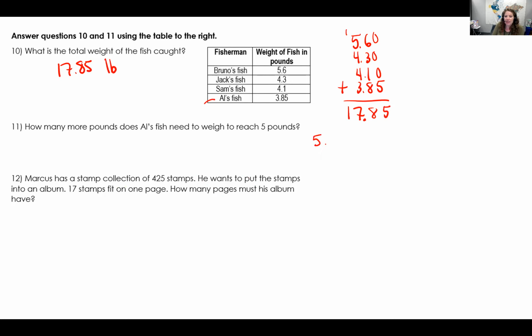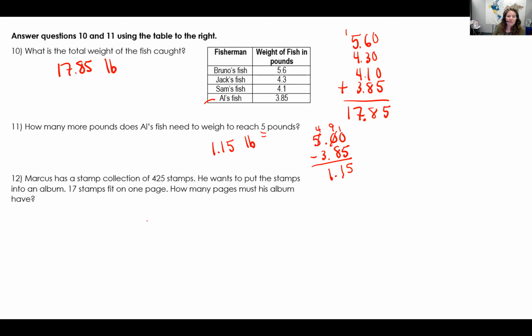How many more pounds does Al's fish need to weigh to reach 5 pounds? How much more does it need? Well, we're going to take 5 pounds and we're subtracting from it 3.85. Make sure you line up those decimals. This becomes a 10. This becomes a 9. So we would have 10 minus 5 is 5. 9 minus 8 is 1. We're going to bring that decimal straight down, and we were supposed to borrow, and that becomes a 1. So 1.15 pounds more to reach 5 pounds.